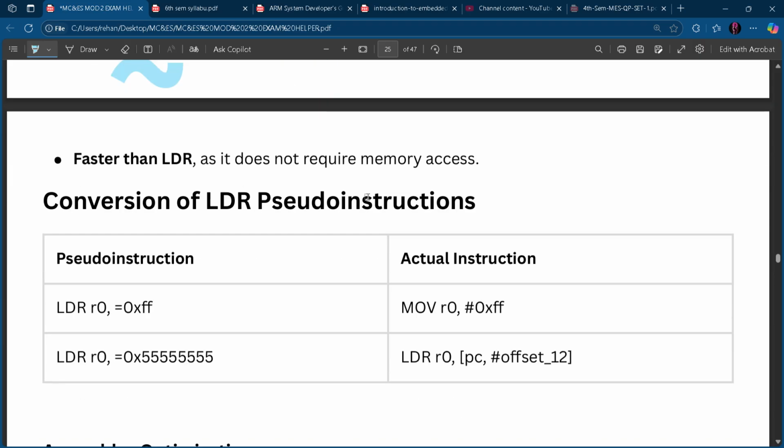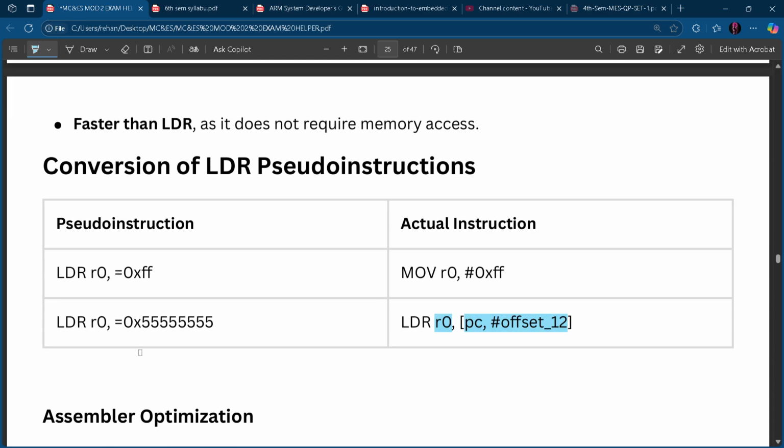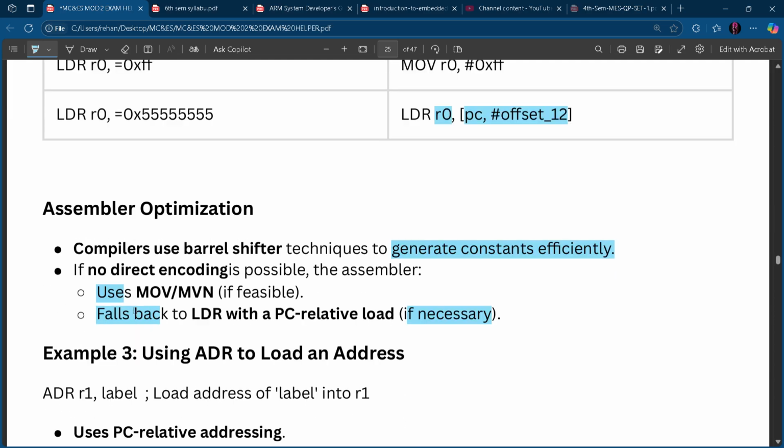Conversion of LDR pseudo instructions. So LDR R0, =0xFF. Here the actual instruction that happens is MOV R0 with the number 0x15. So this is the pseudo instruction, and it cannot happen that way, so this is what happens. And here the actual instruction loads into the register, PC with an offset of 12. So instead of doing that, you can directly do it by using this pseudo instruction.